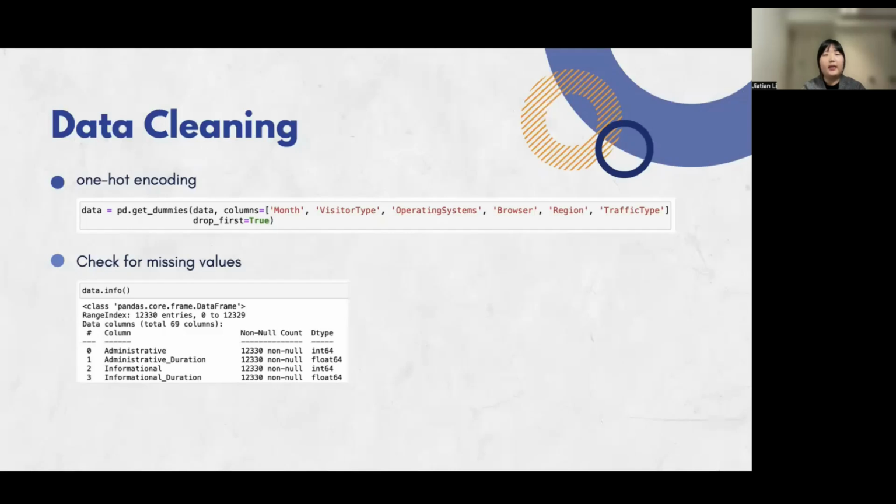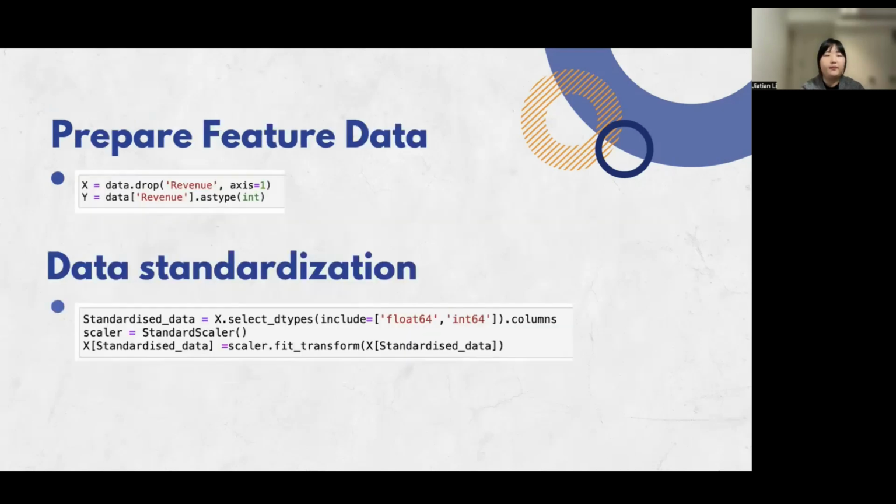First is the data cleaning part. Because this dataset contains categorical variables, there may be order or size relationships. Therefore, one-hot encoding is performed first to prevent possible order or size relationships from affecting the model. Then the dataset is checked for missing values. The results show that there are no missing values in this dataset.